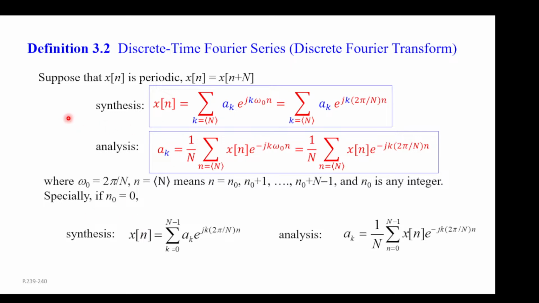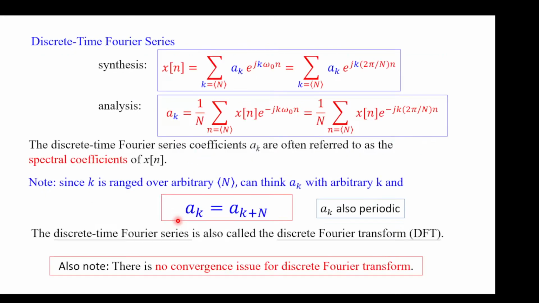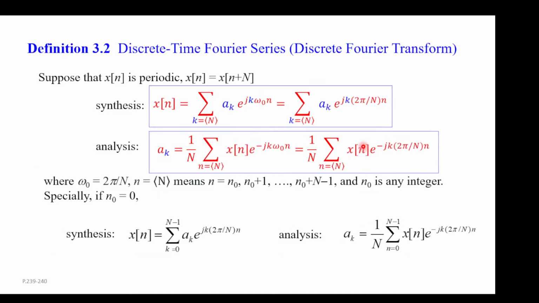Okay. And here once again we have this weird angle bracket n. It's kind of like the integration over T we had in the continuous case. This means summation over 1 period big N, and it means whatever big N consecutive numbers. You can start anywhere. So for example, if you start from 0, then you sum from 0 to big N minus 1. Okay. So we have those two equations. And those ak are similarly called spectral coefficients or Fourier series coefficients.